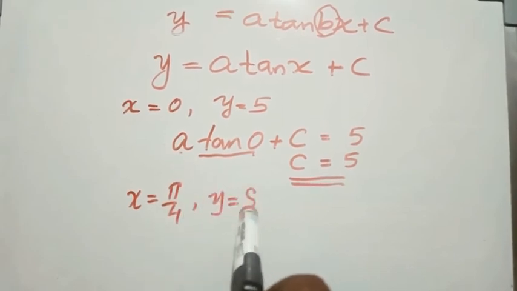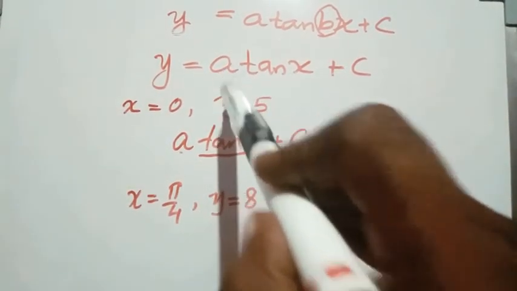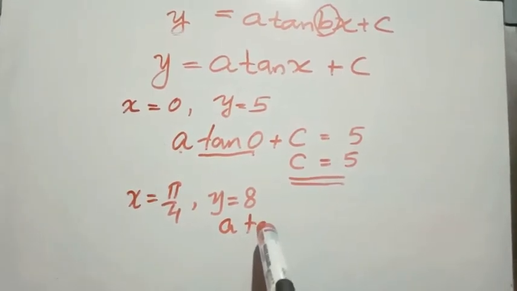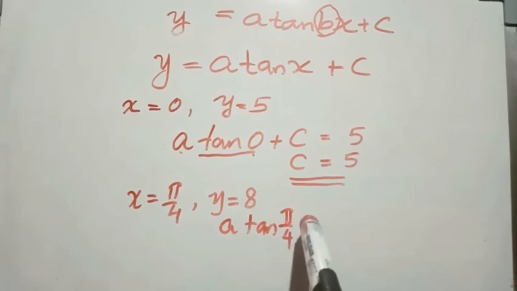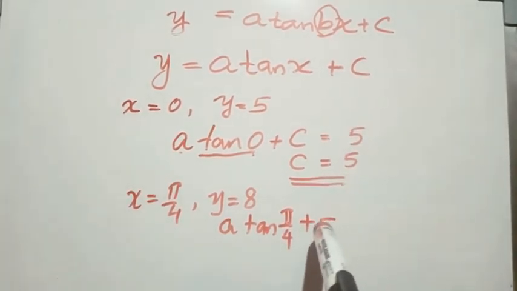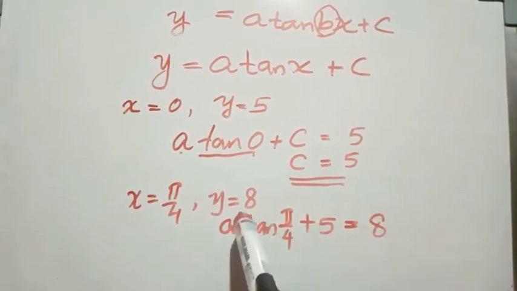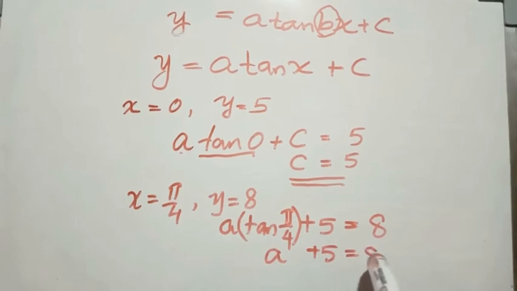y is 8. So our equation becomes a tan pi by 4 plus c, which you got already as 5, is equal to the y value 8. And tan pi by 4 is 1, so we get a plus 5 is equal to 8, or a is equal to 8 minus 5, which is 3 as result.